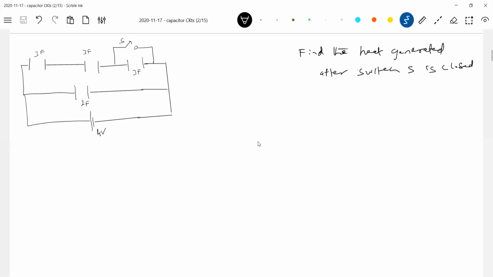The similar idea is what a student must have. Okay, now find the heat generated after switch S is closed. Before closing the switch, we should know the charges in all the capacitors. This will be the charge, say Q1, minus Q1, Q2, minus Q2. Small letters, let me take it.